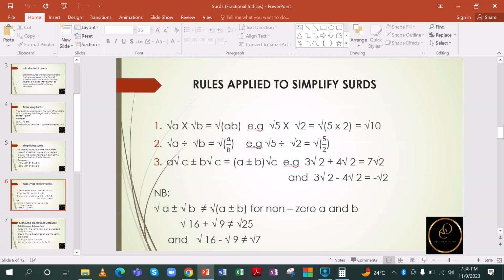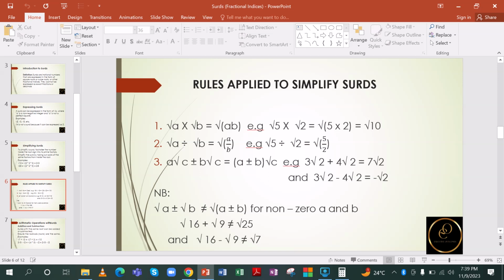A word of caution: where you have the square root of A plus or minus the square root of B, be reminded that this is not the same as the square root of (A plus or minus B) for non-zero A and B. Let's look at this one.